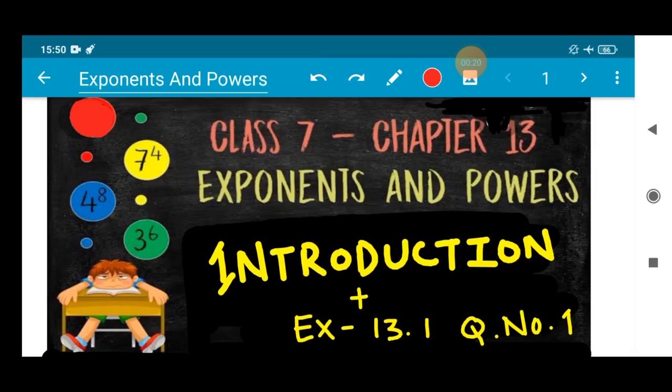So, over here, before starting the exercise, I would like to introduce a few things which are very important basic rules, right? In classes 8, 9 and 10, these things are very important. Okay, and then I'll be starting with question number 1 of exercise 13.1 after the introduction part.